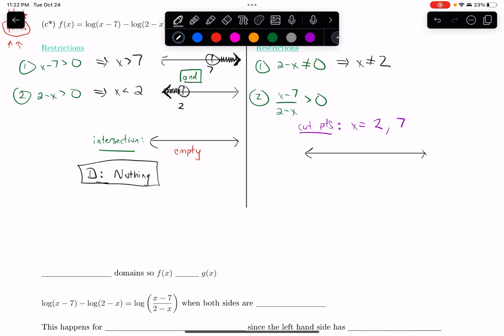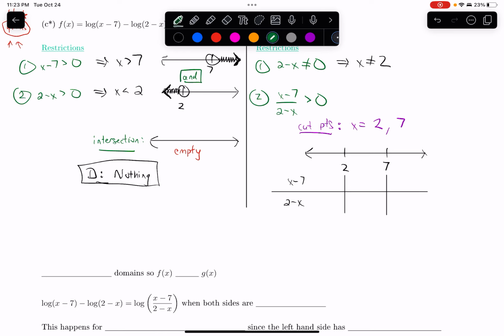All right, and I put a tick mark at my cut points, 2 and 7. And then any of the factors I see either on the top or on the bottom, I make a row for them. So there's a row for x minus 7, and there's a row for 2 minus x. I separate them with a line, and then where I have my cut points, I put vertical lines to make columns. Okay, and now I got to make my sign chart.